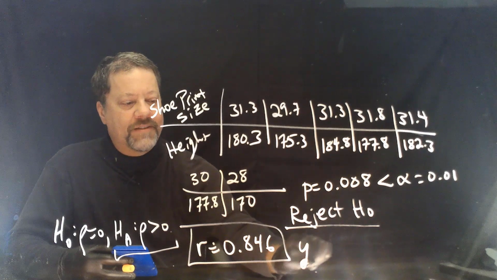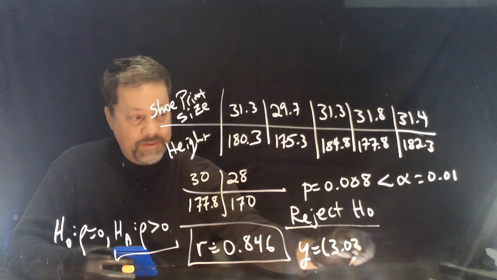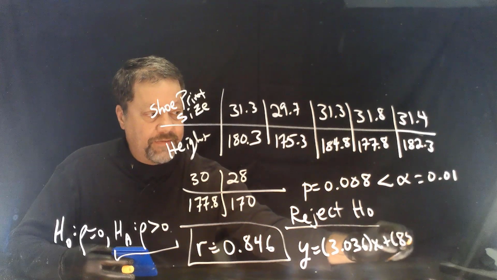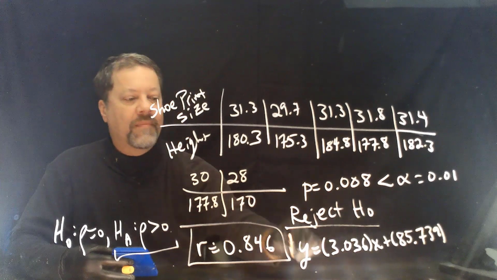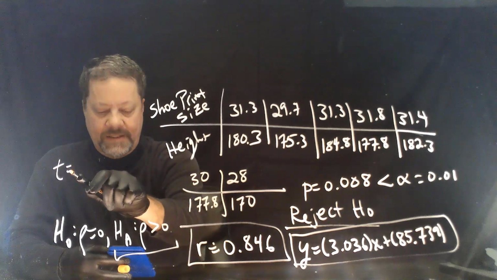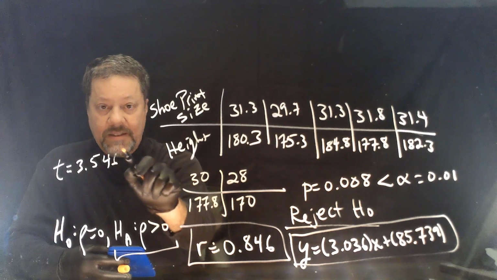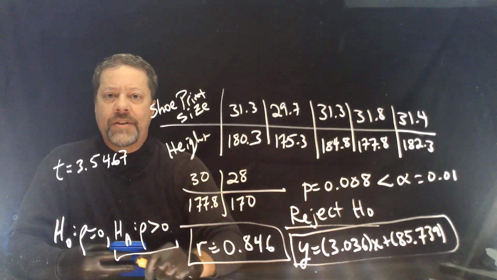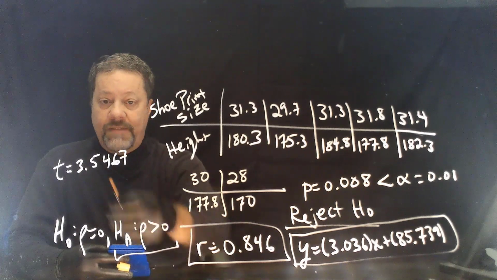The least squares line of best fit will have a slope of 3.036 and an intercept of 85.6739. The t value that we get is 3.5467, which is pretty big. 3.5 standard deviations above the mean. We definitely expect to reject the null hypothesis with a t value that big.